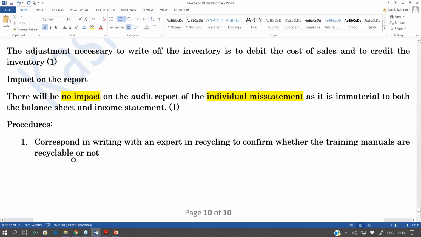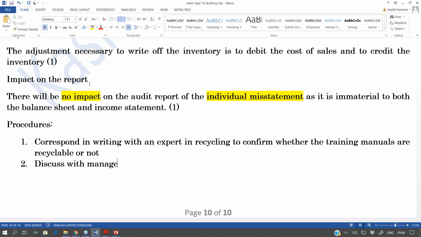right? So correspond or discuss, whatever you want to write. Correspond in writing or discuss in writing with an expert in recycling to confirm whether the training manuals are recyclable or not, right? Is that a good procedure to confirm who is right? Is the management right or is the auditor right? Okay, then next, because the management is saying they can be recycled.